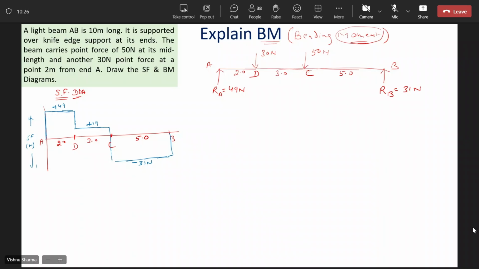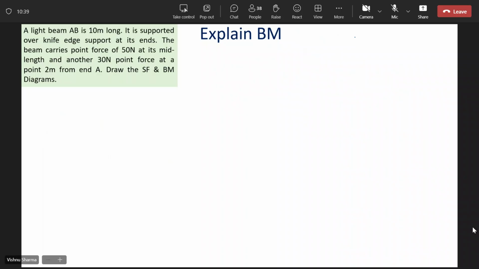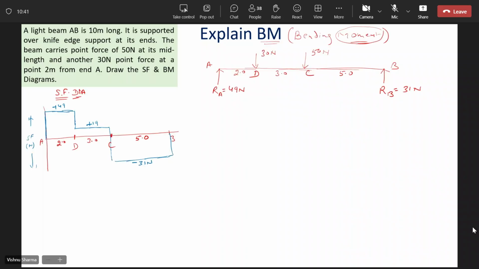Yes or no? You have to tell. I'll not take 2 points today. I'll take any one random point, whichever you say. But since we are going to calculate moments about that point, you'll have to give me its exact location in terms of distance from either A or B or C or D. Where would you like to take a point? Anywhere along the length? Between AD, DC, CB, where would you like to take a point?